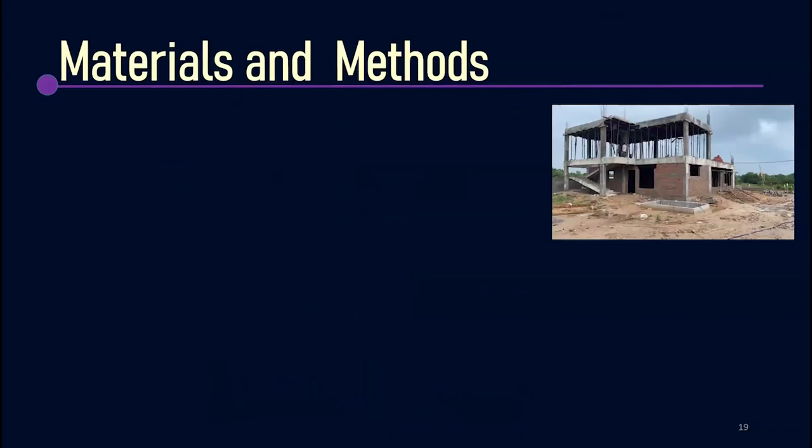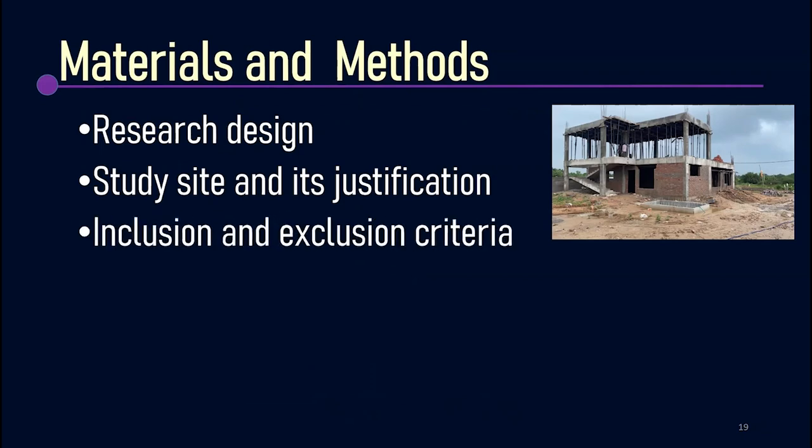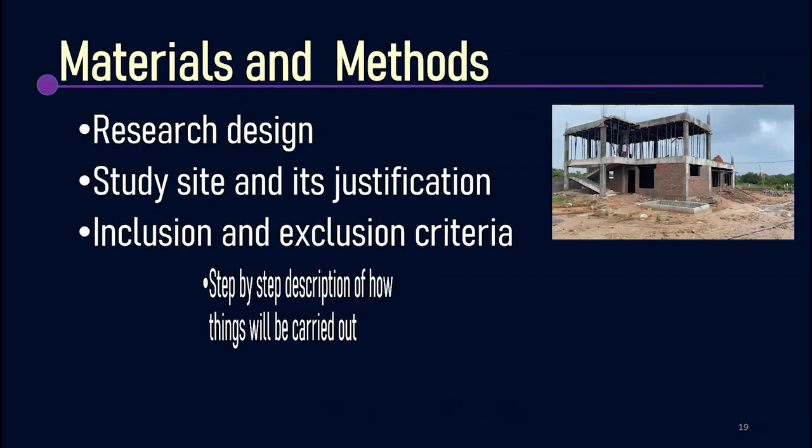We go to the materials and methods. Four things have to be written under materials and methods. What is your research design? That depends upon your research question. What is your study site and what is the justification for choosing this site? That you have to explain. What are the inclusion and exclusion criteria?